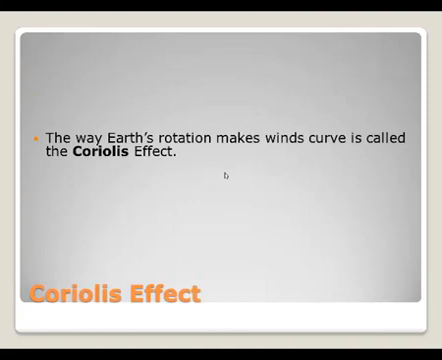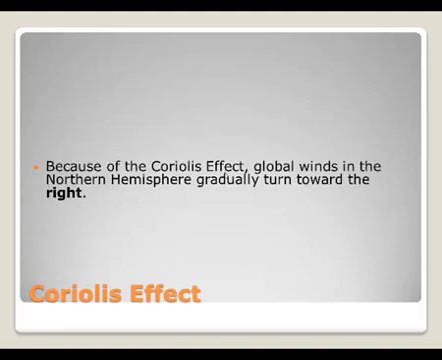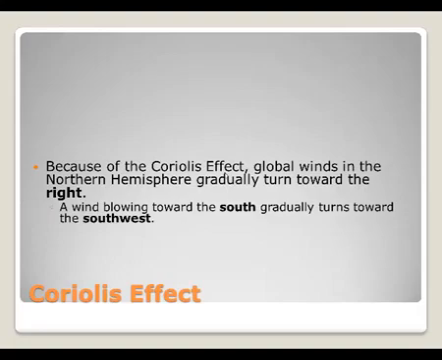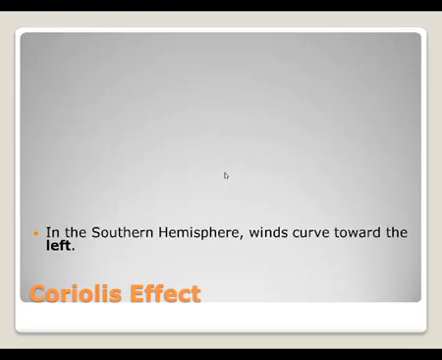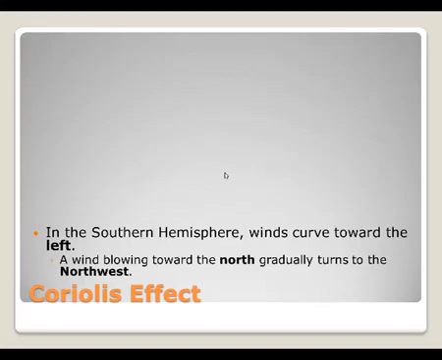The way Earth's rotation makes winds curve is called the Coriolis effect. Because of the Coriolis effect, our global winds in the northern hemisphere gradually turn toward the right. So a wind blowing toward the south gradually turns towards the southwest. In the southern hemisphere, winds curve towards the left. So a wind blowing towards the north gradually turns to the northwest.